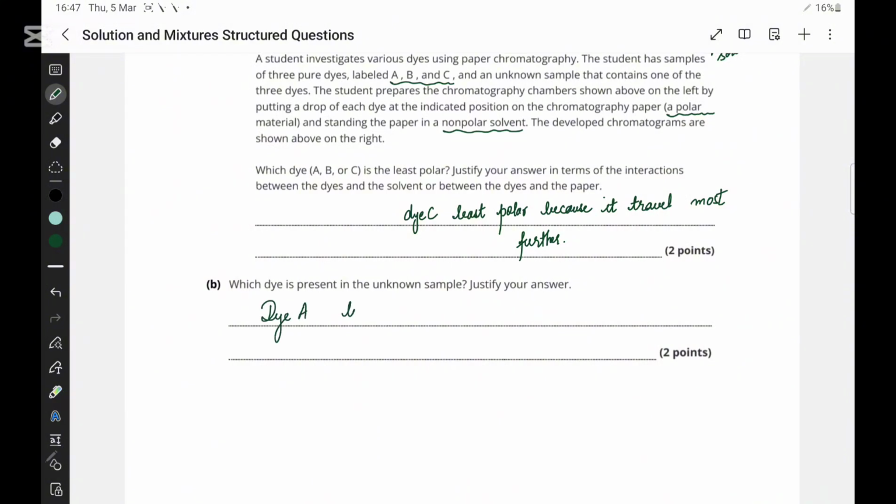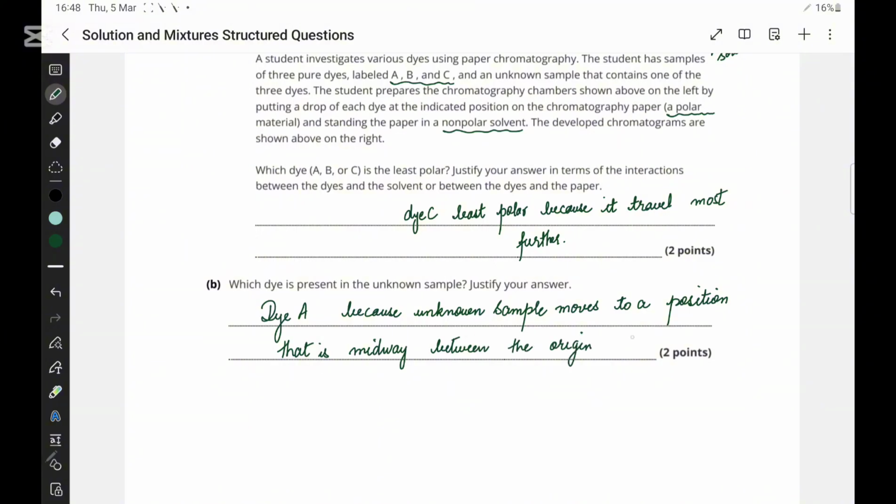Why dye A? Because the unknown sample moves to a position that is midway between the origin and solvent front, and so does dye A.